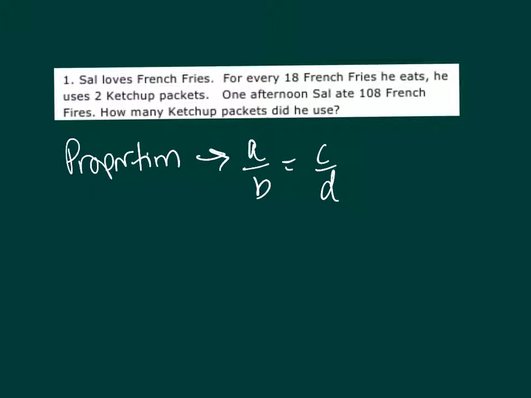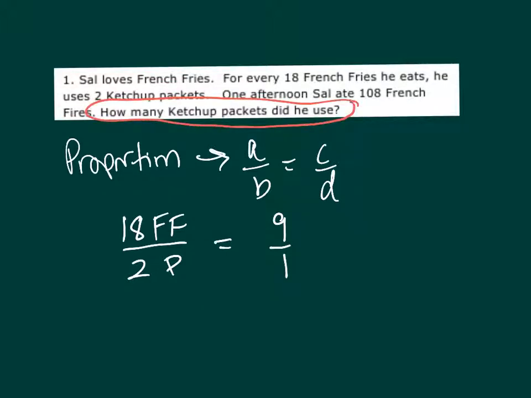So in this question, for every 18 French fries Sal eats, he uses 2 ketchup packets. So let's look at that ratio. It's 18 French fries for 2 packets of ketchup. So that ratio is 9 to 1: 9 French fries for 1 packet of ketchup. Those are equivalent ratios. So if Sal eats 108 French fries, how many ketchup packets did he use? That's the question.